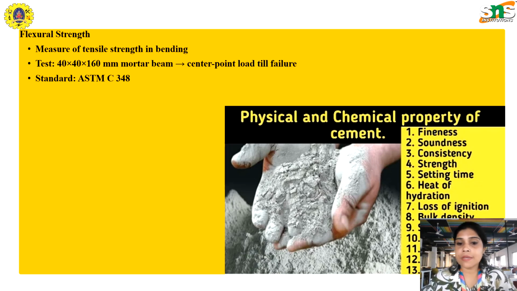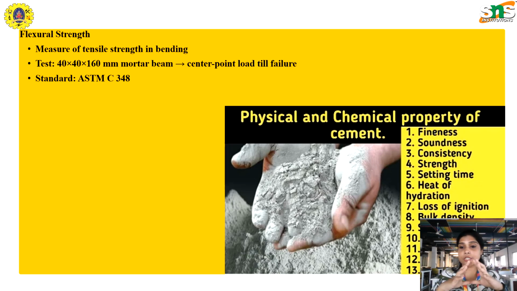Instead of pulling the cement apart directly, we apply a load in bending. The specimen we use is a rectangular, prism-shaped specimen. In this test, a mortar beam of size 160 mm is prepared and cured. It is then placed on supports and a load is applied at the very center of the beam, so it breaks. The breaking point gives the measure of the flexural strength.